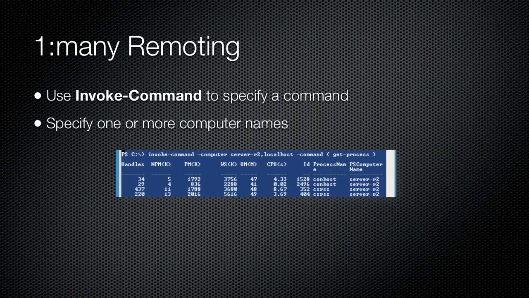One-to-one remoting is useful when you only need to run commands on a single remote computer. However, if you need to run the same commands on multiple remote computers, using one-to-one remoting is inefficient. You have to enter a session on the first computer, run your command, and then exit. Then you enter a second session, run the command, and exit. You repeat this process for each remote computer, and it will become overly time-consuming and repetitive.